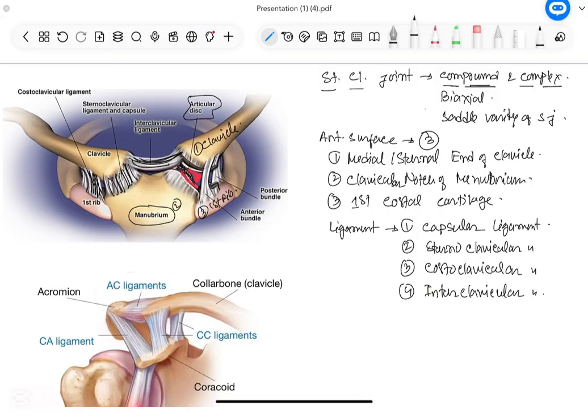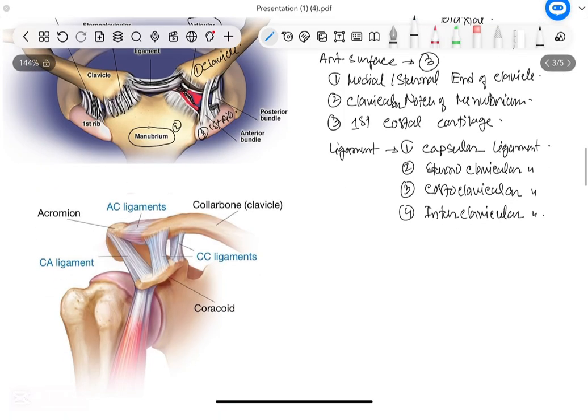Now, these joints can do elevation and depression type of movement. Later on, I am going to say more about movement related information. Let's start one more joint, that is the acromioclavicular joint. Acromioclavicular joint means the joint between the clavicle and the acromion process of the scapula.